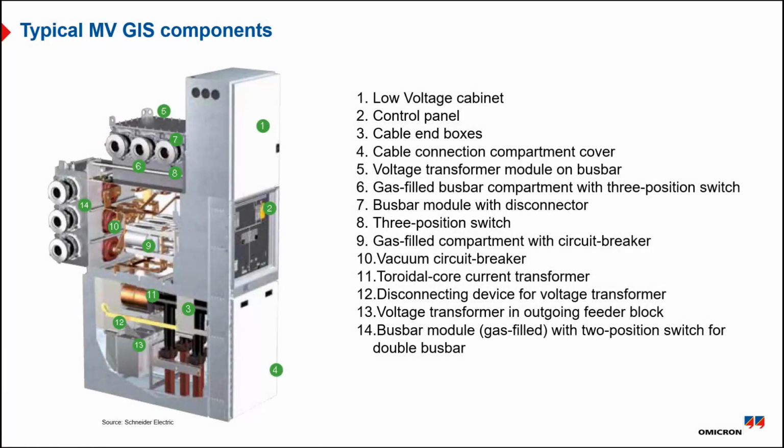So in a typical medium voltage GIS, we will have the following components. It will vary with different configurations and with different makes and manufacturers, but this will give you a good overview of what the main components are. So we have a low voltage component which has all the secondary wiring, and then we have a control panel which gives the single line diagram and a possibility to operate the breaker and the disconnector, and also lock it out from the control panel itself.